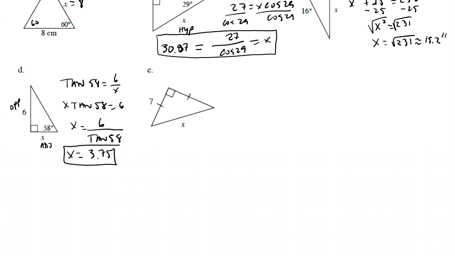And then in E, I would use the Pythagorean theorem. I know if this is 7, oh actually I know if this is 7, this is 7. I know this has to be a 45, 45, 90 triangle. So going from the leg to the hypotenuse, I multiply by root 2. So 7 times root 2. So x is going to equal 7 root 2. That would be the easiest.